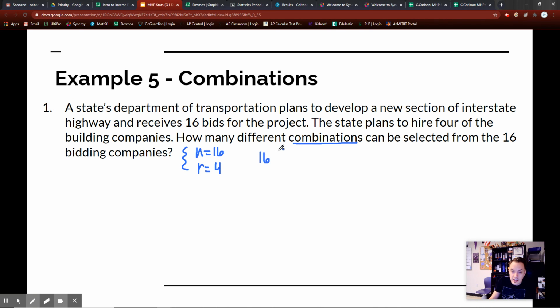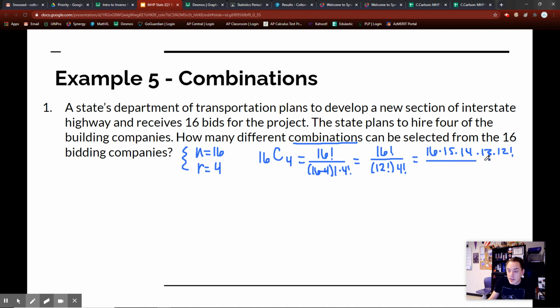Well, I'll have 16C4, which is the same thing as 16 factorial all over 16 minus 4 factorial times 4 factorial. So if we solve this by hand, just like what we did with permutations, it will look like 16 factorial all over 12 factorial times 4 factorial, which equals 16 times 15 times 14 times 13 times 12 factorial, all over 12 factorial times 4 factorial. Now, of course, the 12 factorials cancel out, and then we could continue it out if we wanted to.